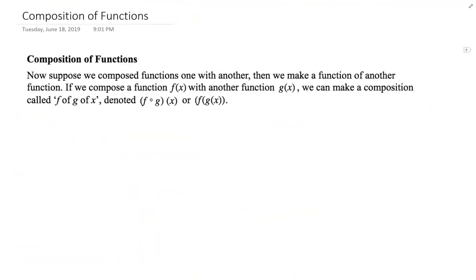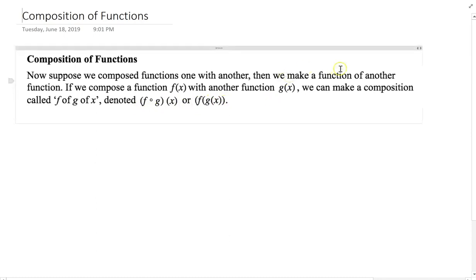Now, let's talk about composition of functions. Suppose we could compose functions one with another. That means we can make one function of another function. If we compose a function f of x with another function g of x, we can make a composition called f of the g of x, denoted parentheses f with a little o, then g, parentheses of x, or f parentheses g parentheses of x. So that's two ways of writing f of g of x.